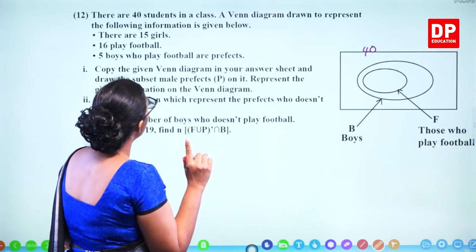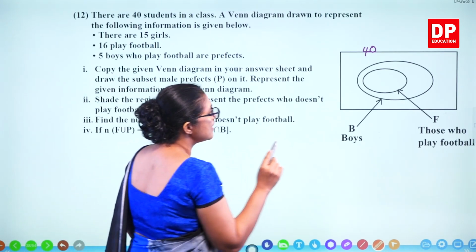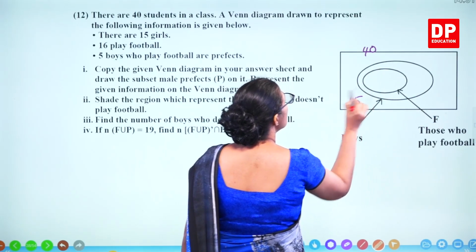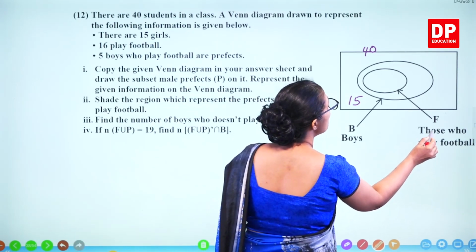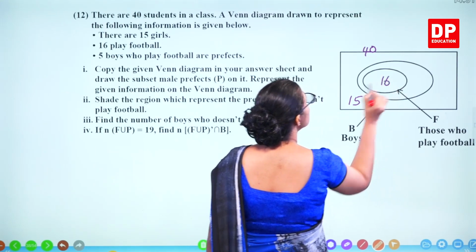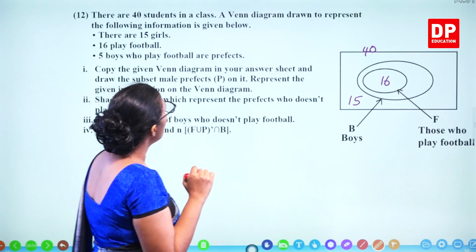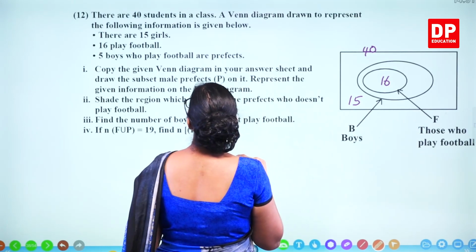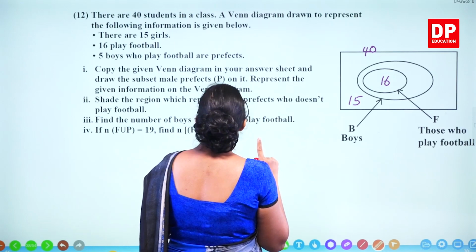A Venn diagram drawn to represent the following information is given below. There are 15 girls. So boys is this, and outside boys is girls. That's 15. 16 play football. Football is this one, so this is 16. 5 boys who play football are prefects.